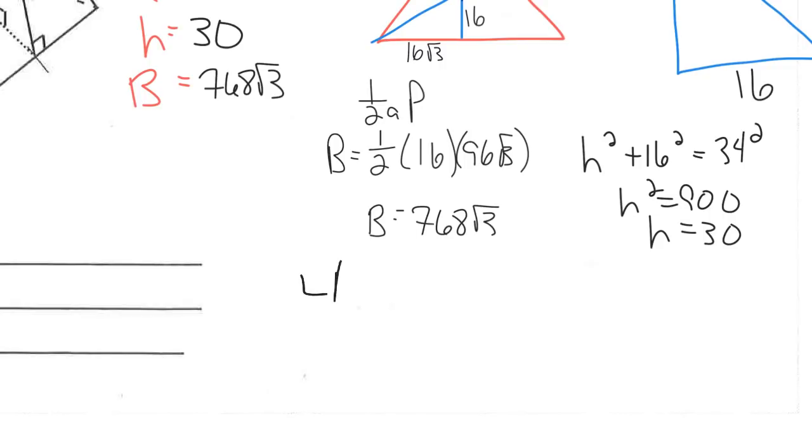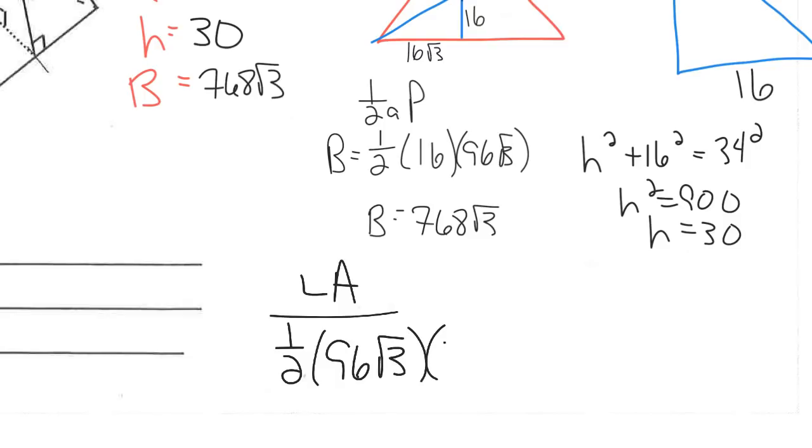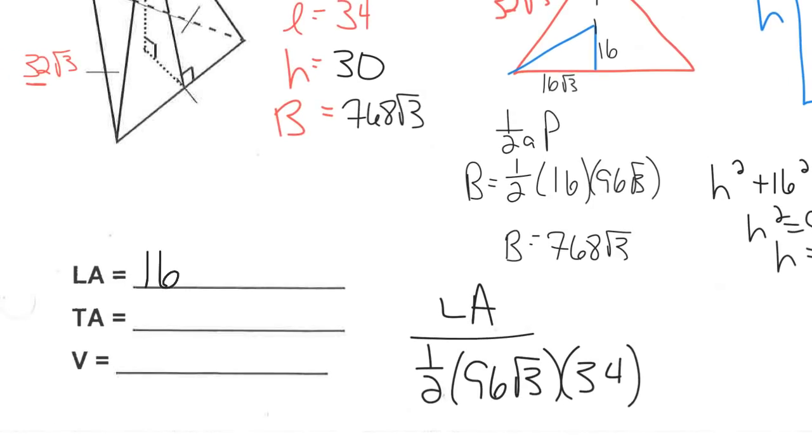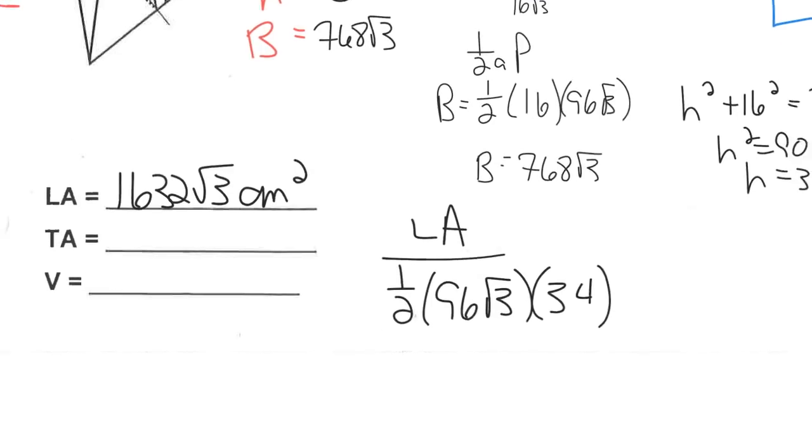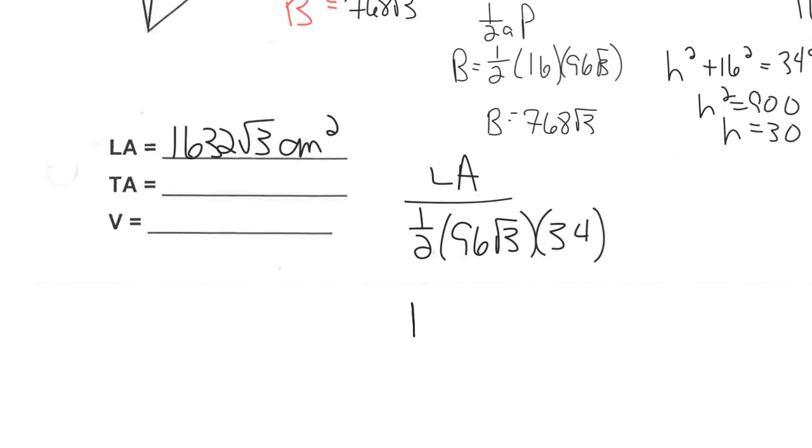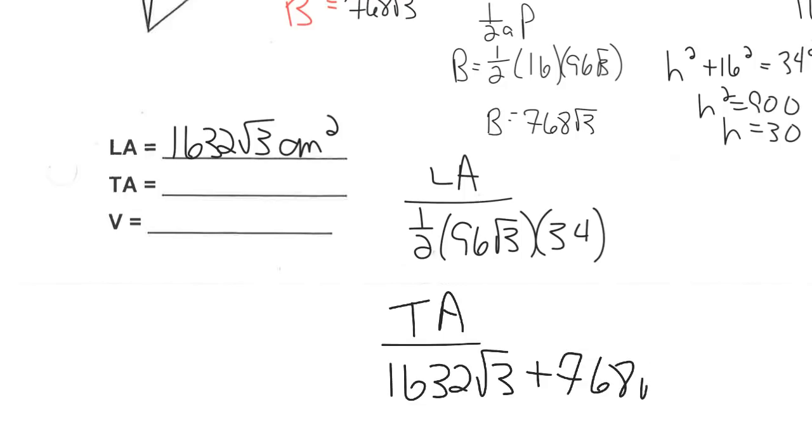So let's do lateral area first. That'd be 1/2 of the perimeter, 96 square roots of 3, times the slant height L, 34. When I plug that into my calculator, I got 1,632 square roots of 3 centimeters squared. The total area, I'm going to take that lateral area, I'm going to add to it the area of the base. Since they both have square root of 3, I can add them together. I got exactly 2,400 square roots of 3 centimeters squared.